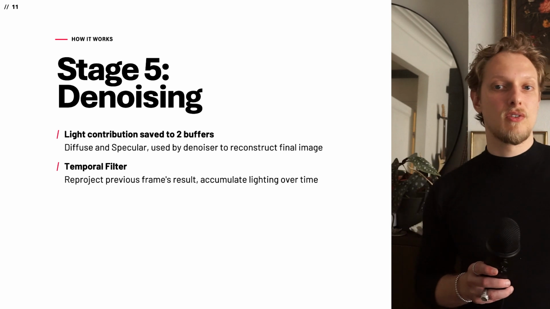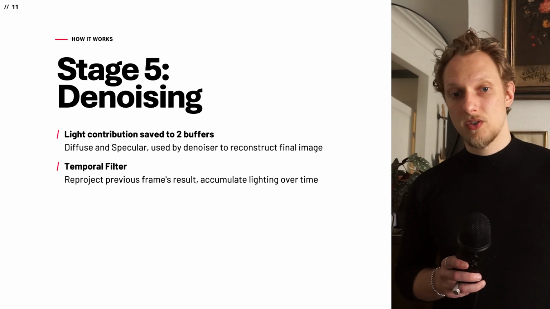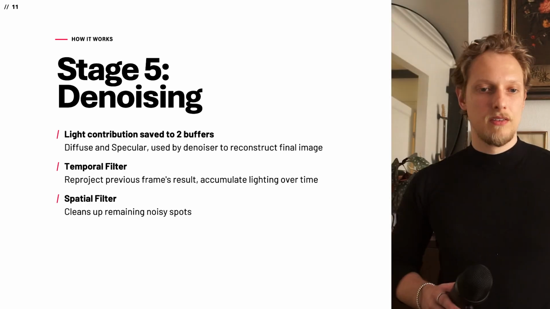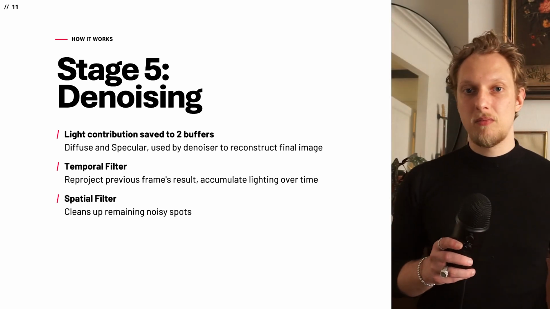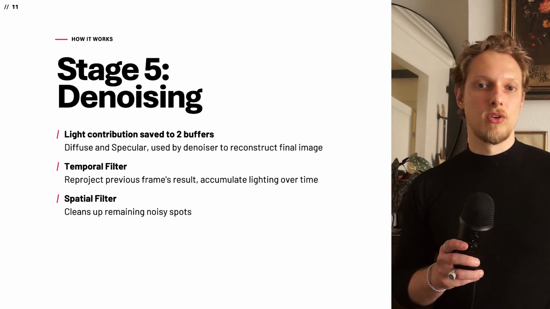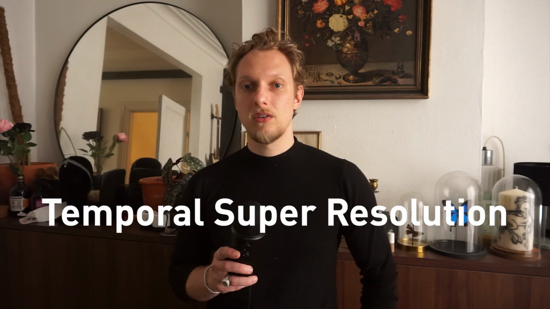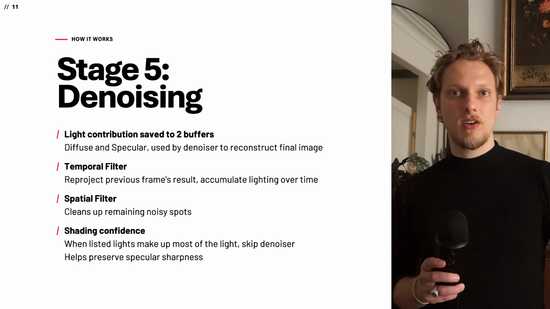If new data is far outside of the neighborhood bounds, the history is then discarded quickly so that fresh data can fill in the space. The spatial filter then cleans up any remaining noisy spots using a sort of specialized rotation brush that aligns the noise to edges. This is called a sparse rotated kernel, if you were wondering. This rotation is per pixel, and TSR, the temporal super resolution, Unreal's latest anti-aliasing solution, then smooths out the remaining holes. There's one last thing that is used to improve the quality, and that is shading confidence.